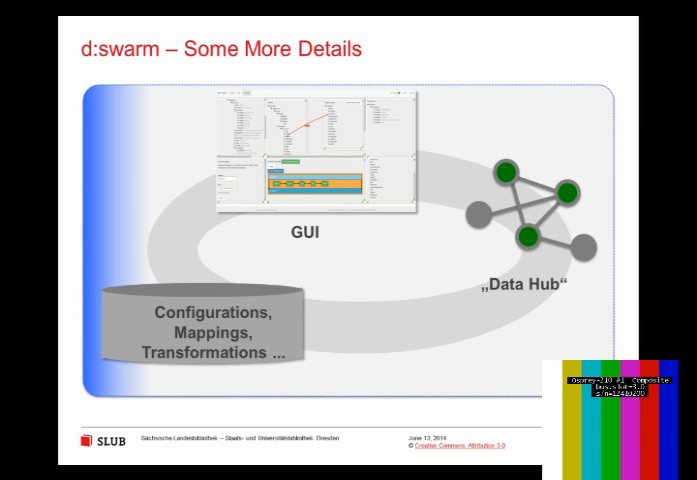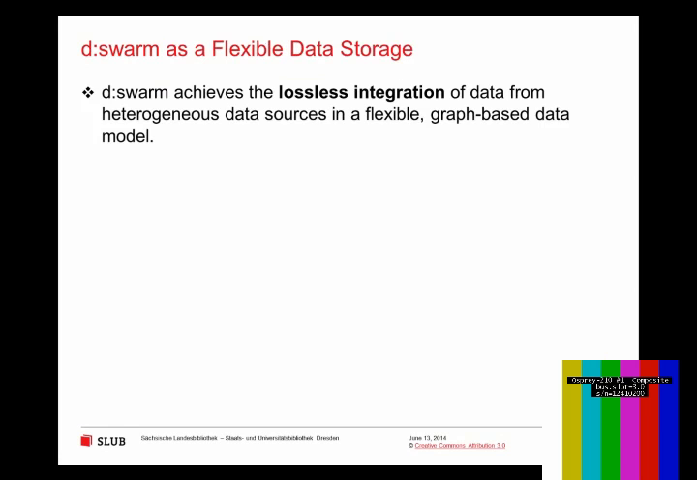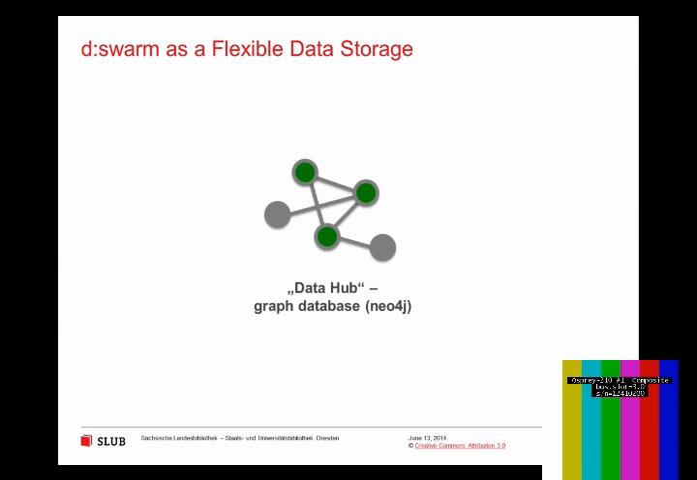So I cannot go into details on the whole architecture of DSwarm, but I would like to point you at the most important issues. So what's important to us is the convenient graphical user interface. Then we have a data hub, a huge graph where everything is collected. And then we have also some extra settings in the database. So first, let's look at this aspect. DSwarm is a flexible data storage. So with DSwarm, we can achieve a lossless integration from various sources. For example, CSV files, XML files, but also other sources, and then put it into a flexible data model, which is this data hub. And currently, it's implemented by a graph database, a property graph database, which is called Neo4j.